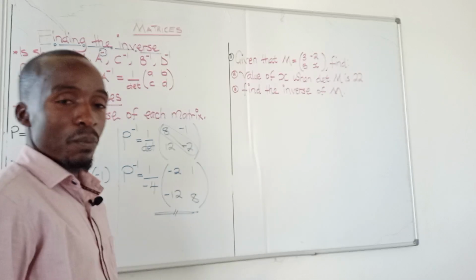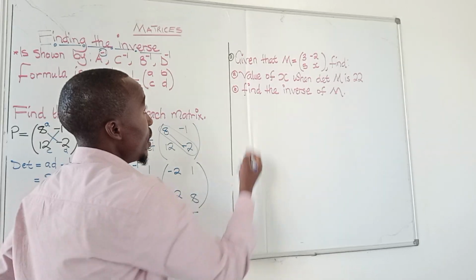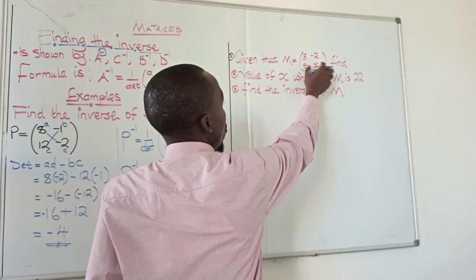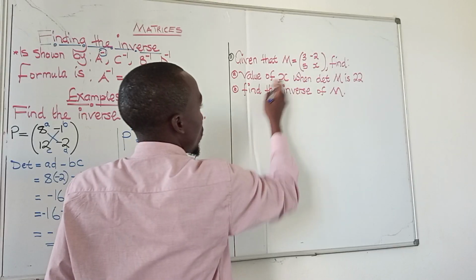Okay, let's go to example number 2. Given that M is equal to this matrix, find the value of X.